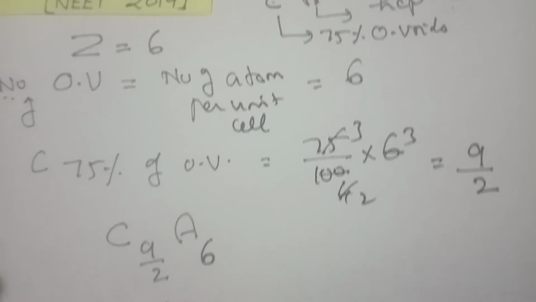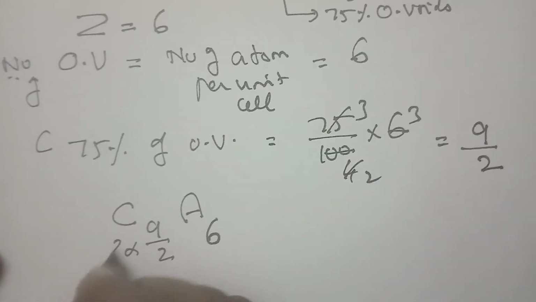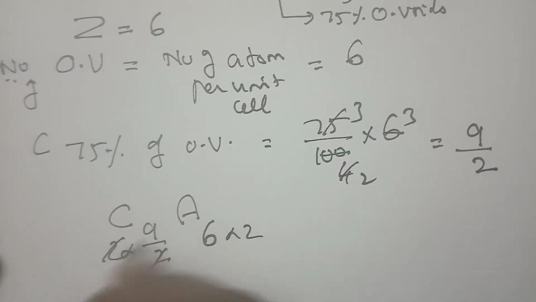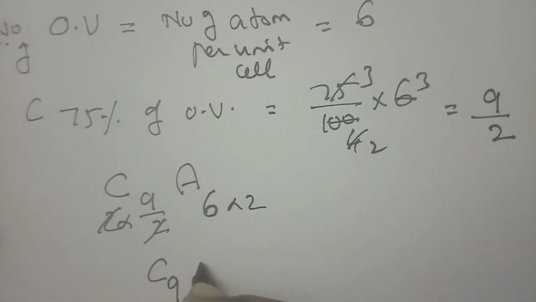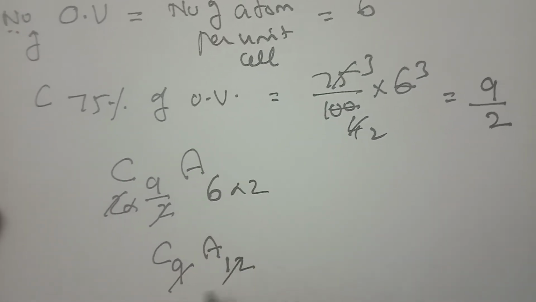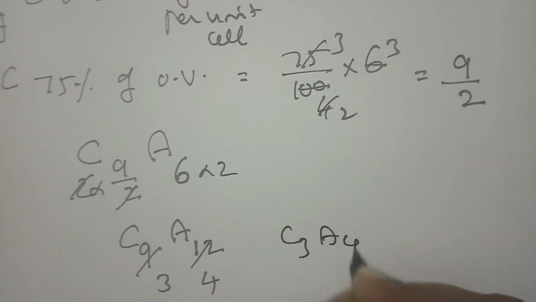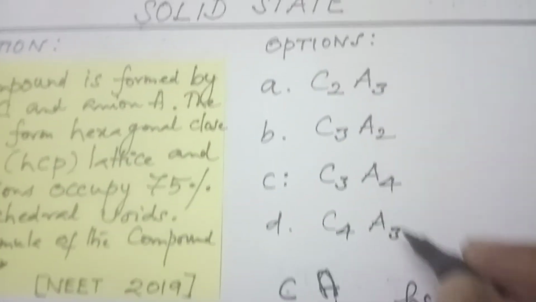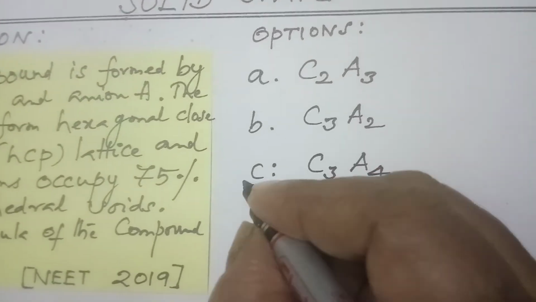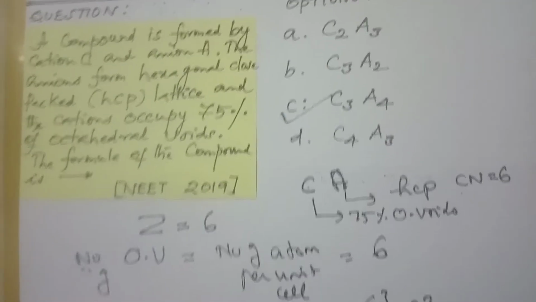So to make this a whole number, everything is multiplied by 2. This is into 2, this is into 2. Getting cancelled, C9 and A, it is your 12. On cancelling, what you are getting is C3A4. Let us go and see the answer. C3A4. Your option C is correct. Okay, this is the 2019 question, children.